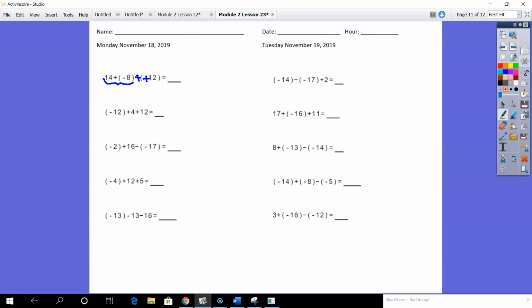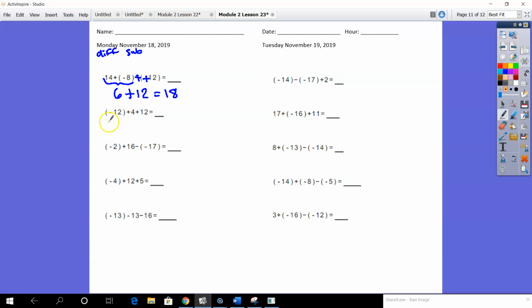So when they have different signs, we said we're subtracting. So a positive and a negative number, we're going to subtract. So 14 minus 8 gives me 6. And it is going to be a positive because the 14 is a positive and it has a greater absolute value. So then we have plus 12. So 12 plus 6 gives me 18.